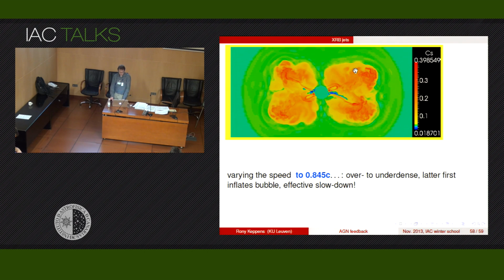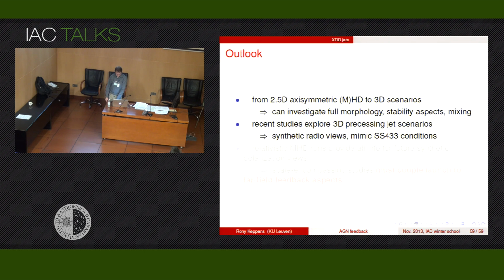and you can see there sort of the large-scale bubble inflated and the effective slowdown. So these are the things that you can then use to quantify the overall propagation characteristics when we vary these parameters, which, of course, we cannot vary in SS433, but we can vary in our simulations.